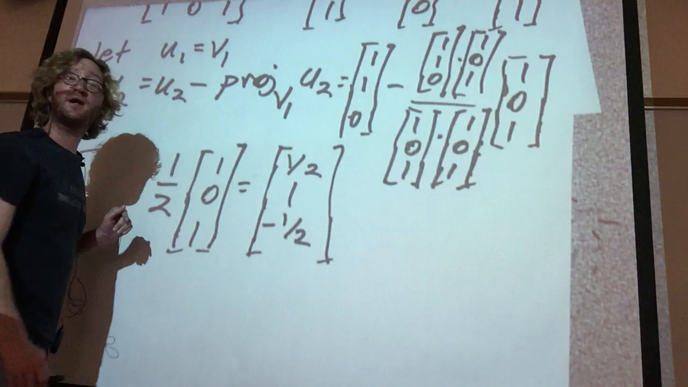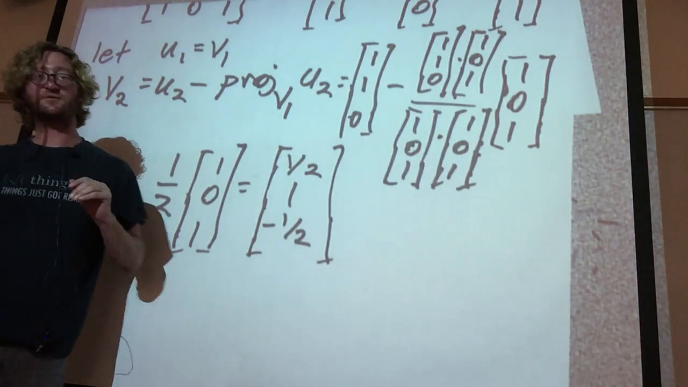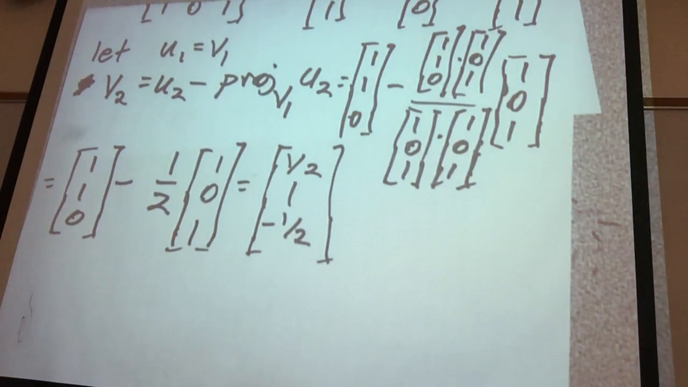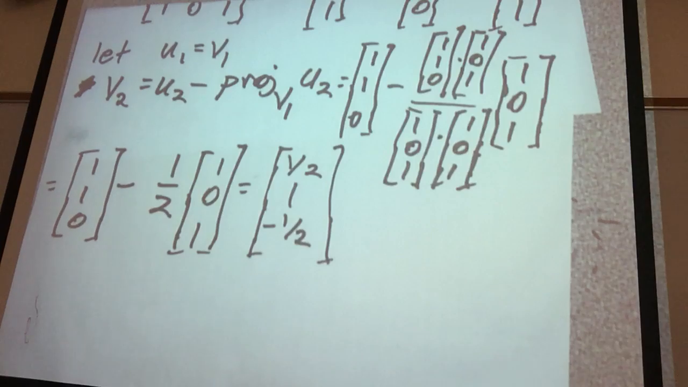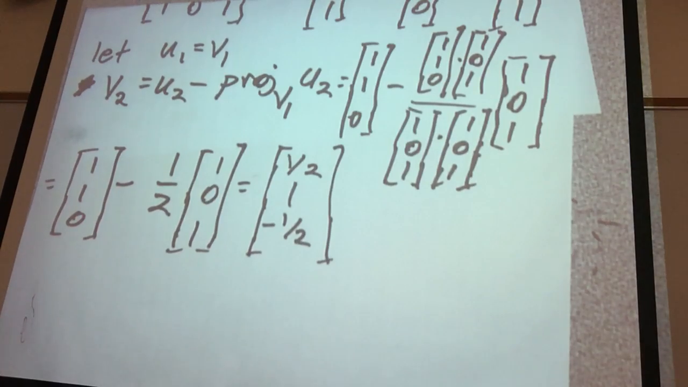Now we have to find the third orthogonal vector, V3. And I'm going to have to zoom out a little bit on this one because it's a bit longer of a problem.